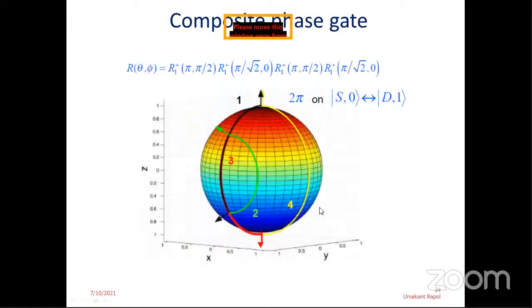Now, the composite phase gate is basically composed of these 4 pulse sequences. First, initially, your state is here on the Bloch sphere. You take it down, then you turn it around by changing the phase of the second pulse. And then from there, going on this red track, using the third pulse, you take it to the other pole of the Bloch sphere, and then bring it back with the last pulse.